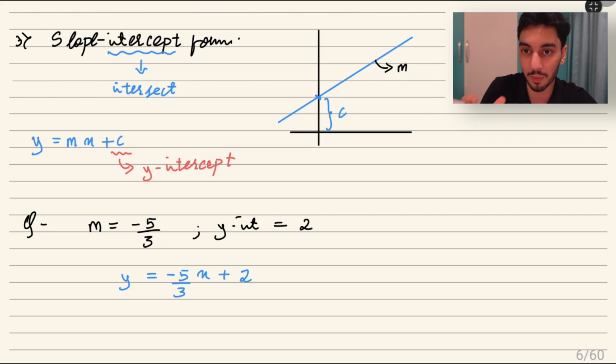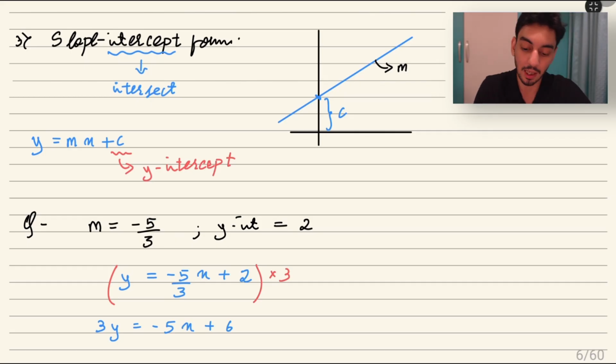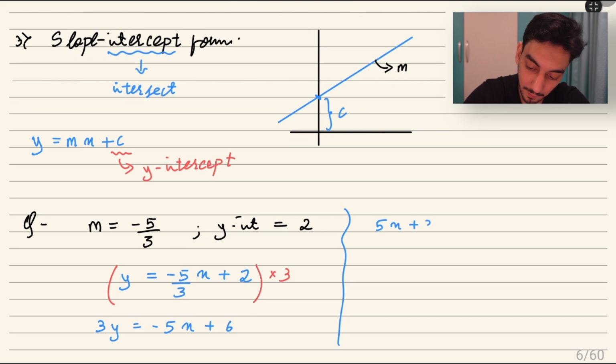Now obviously I won't keep it in this form. I'll want to keep it in the standard form. I have two ways. I either do the LCM stuff, or I just multiply the entire thing by 3. I prefer doing it this way. So 3 times y is 3y is equal to negative 5x plus 2 times 3, which is 6. I would send all of these things to the left hand side. So finally my answer would become 5x plus 3y minus 6 is equal to 0.